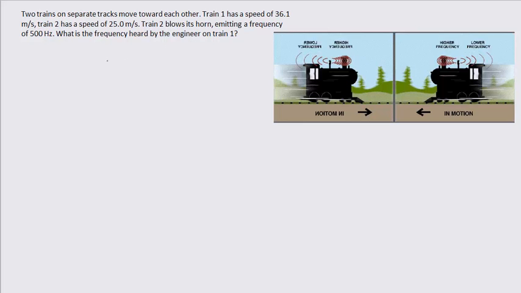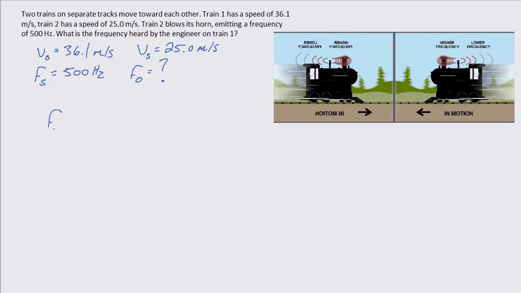So Train 1 has a velocity of 36.1 meters per second, and since the engineer is on Train 1, this will be the velocity of the observer, which is 36.1 meters per second. Train 2 emits the frequency of 500 hertz, traveling at a velocity of 25 meters per second. So the velocity of the source is 25 meters per second, and the frequency of the source emitted by Train 2 is equal to 500 hertz. And the frequency the engineer on Train 1 will hear, the Doppler frequency, is unknown.